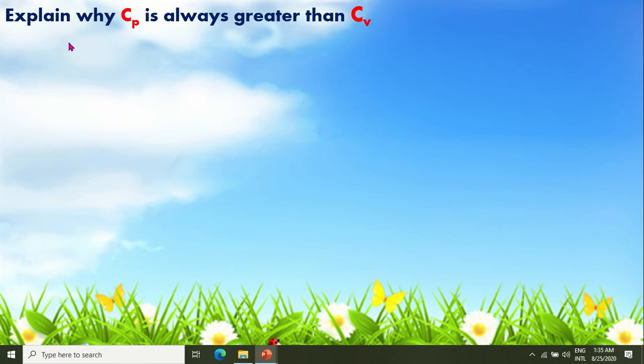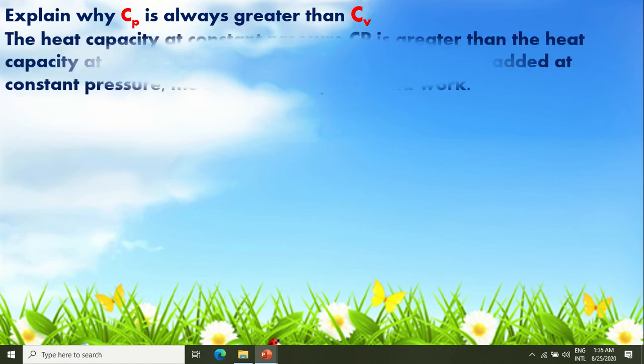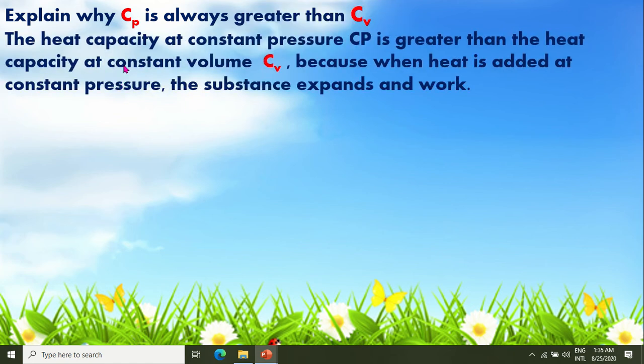Dear students, this type of question frequently comes in the exam, that is, explain why Cp is always greater than Cv. Cp, that means molar specific heat at constant pressure, is always greater than molar specific heat at constant volume. Why? Can you tell? The heat capacity at constant pressure Cp is always greater than the heat capacity at constant volume Cv, because when heat is added at constant pressure, the substance expands and does work.